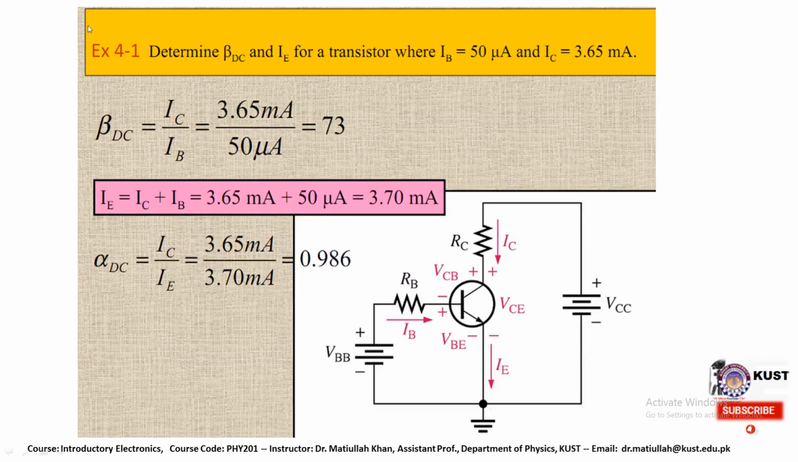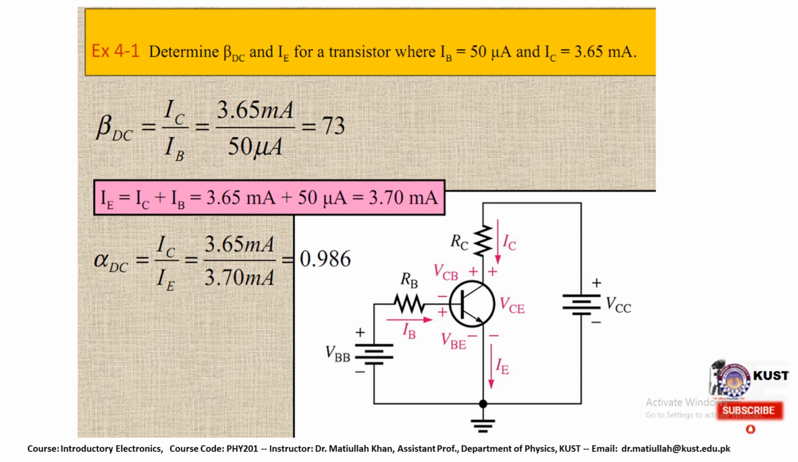First, we need to calculate the beta DC, which is the ratio of the collector current to the base current. The collector current is 3.65 milliampere and the base current is 50 microampere. If we use the same units, the value will be 73.